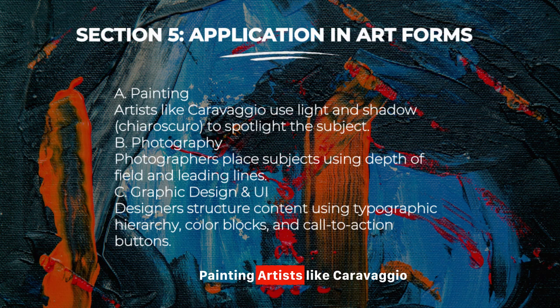Section 5. Application in art forms. A. Painting. Artists like Caravaggio use light and shadow, chiaroscuro, to spotlight the subject. B. Photography. Photographers place subjects using depth of field and leading lines. C. Graphic design. UI designers structure content using typographic hierarchy, color blocks, and call to action buttons. D. Advertising. Emphasis directs the eye to the product name or logo immediately. E. Architecture. Designs guide visitors through physical space using focal entry points, paths, and signage.